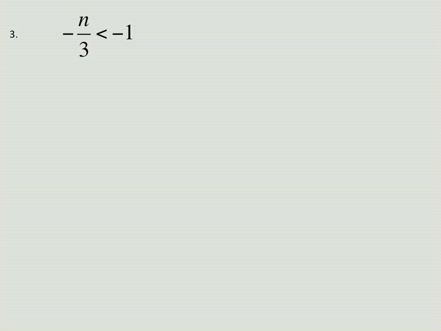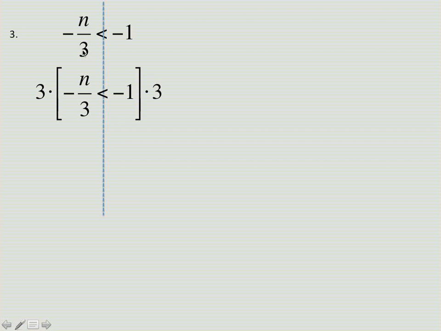All right, here we go. Number 3. You got another fraction, another division. So in order to get rid of that division, I'm going to multiply both sides by 3 because there's a 3 on the bottom. So that 3 and that 3 are going to cancel. The only thing I'm going to be left with is negative 1n is less than negative 3. I multiplied by a positive 3. This will cancel that. I'll just wind up with whatever's left here: negative 1n less than negative 3.